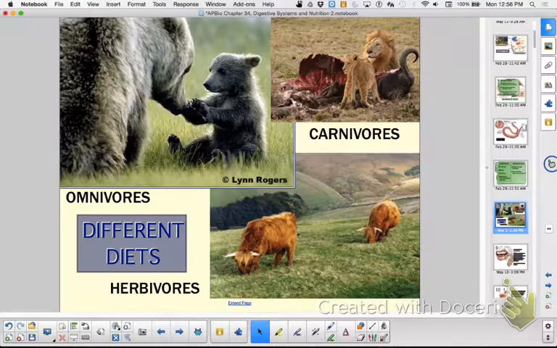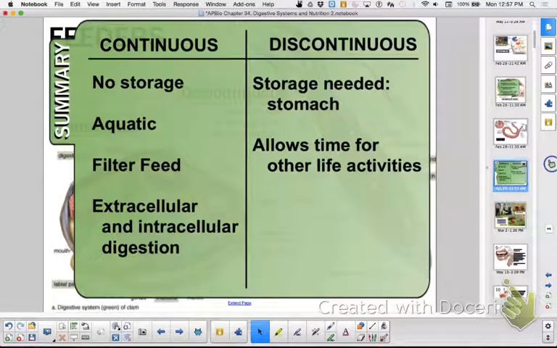And talking about the different types of, sorry, let me finish your notes on there. So continuous, no storage.